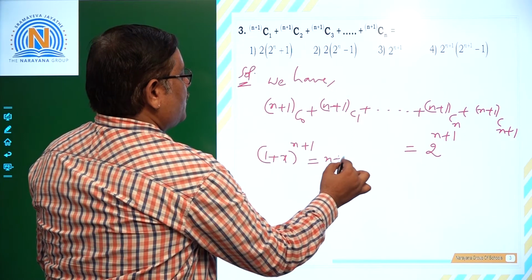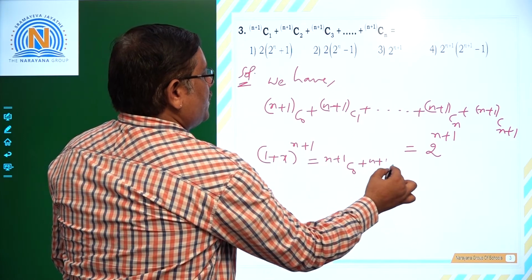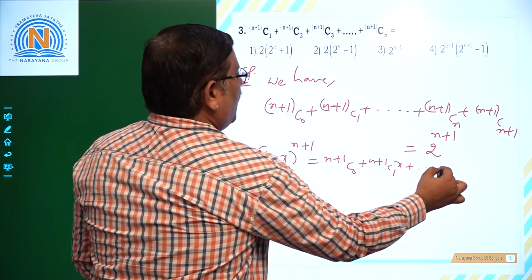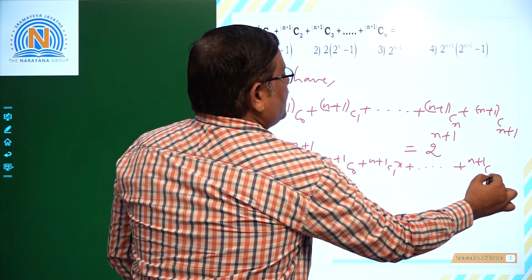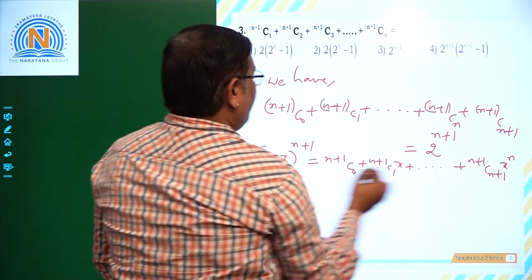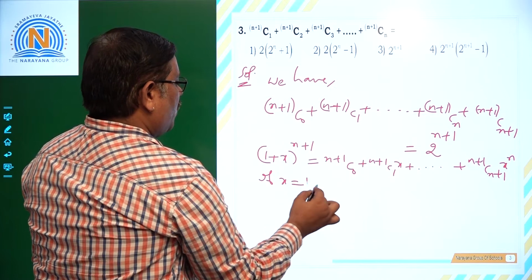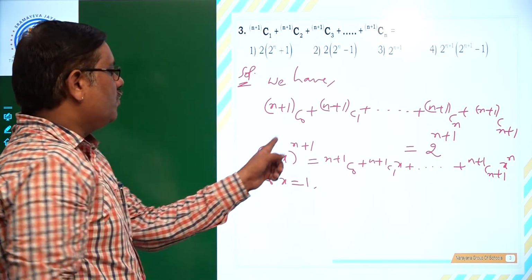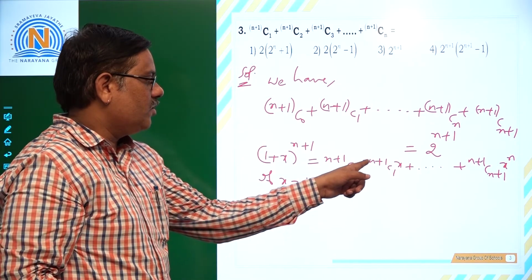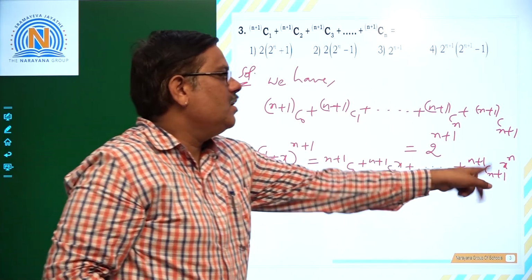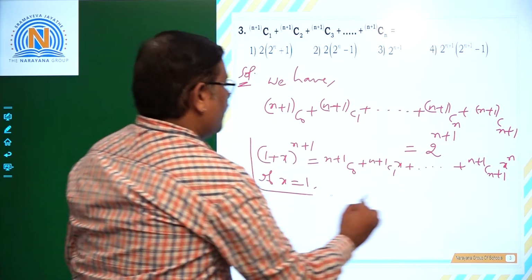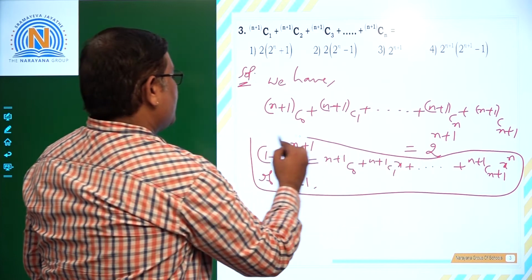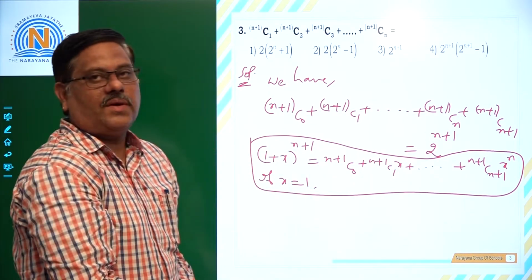We can write n plus 1 C0 plus n plus 1 C1 times x plus and so on plus n plus 1 C(n plus 1) times x power n plus 1. If x is equal to 1, 1 plus 1 that is 2, 2 power n plus 1 becomes n plus 1 C0 plus n plus 1 C1 plus and so on. This is how we get this result as 2 to the power of n plus 1.